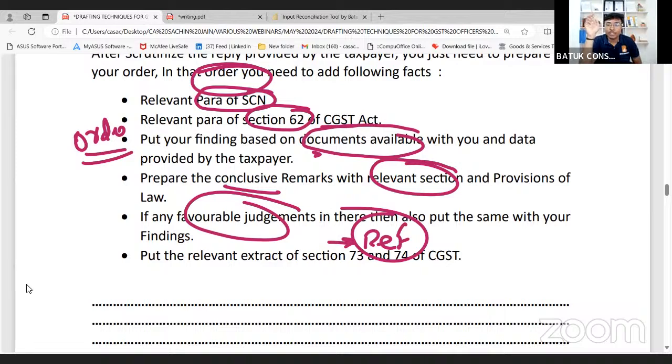Okay, I have colorful charts, so I will provide you that chart as well for your reference, so that you can put that chart in your office. Whenever you prepare any reply, you just need to go through that chart to check that these things we have already covered.